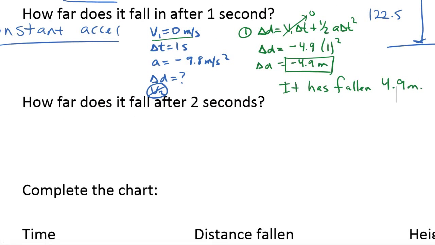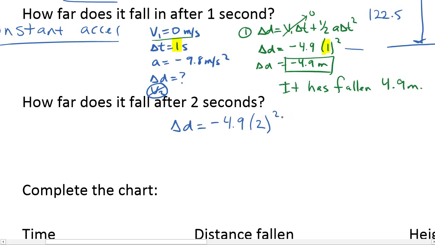Okay, how far does it fall after 2 seconds? Now really everything's going to be the same except for this 1 will change into a 2. Right, so if I see this 1 here and I see this 1 there, everything's going to be the same except that's going to change into a 2. So really here I'm going to say delta D is equal to, I'm just going to pick it up from this line here. I'm going to say minus 4.9 times 2 squared.